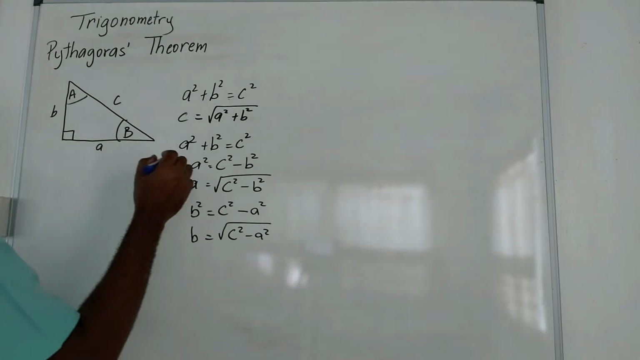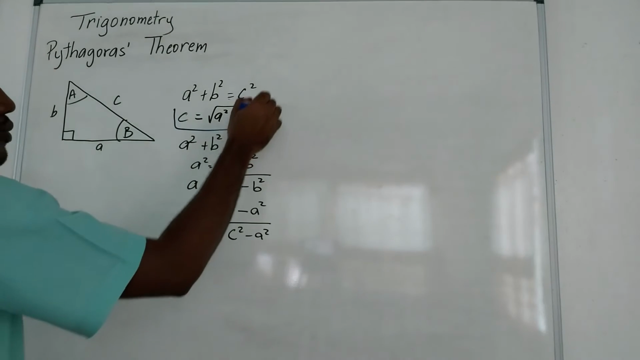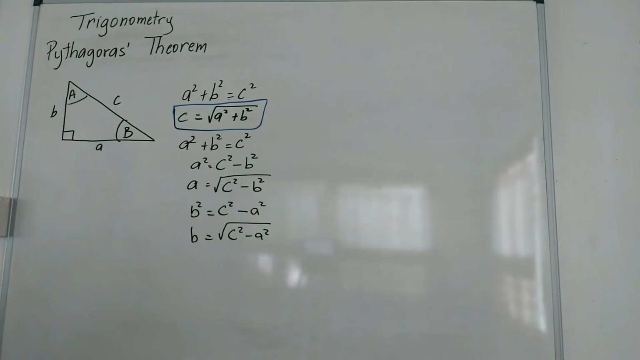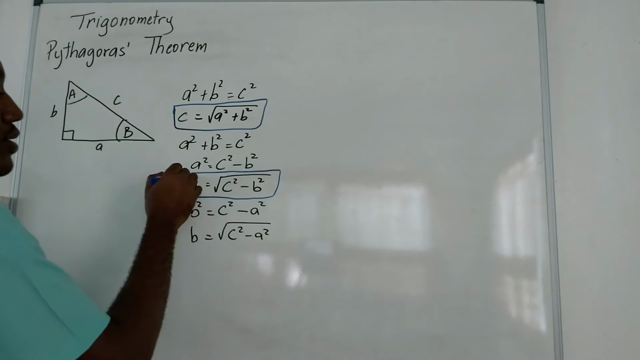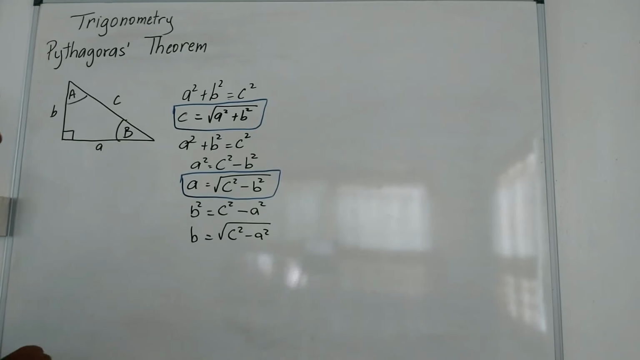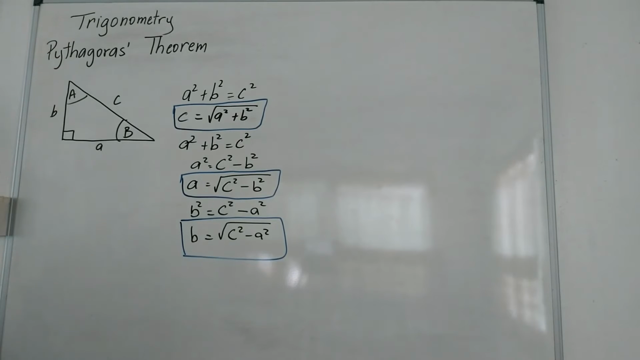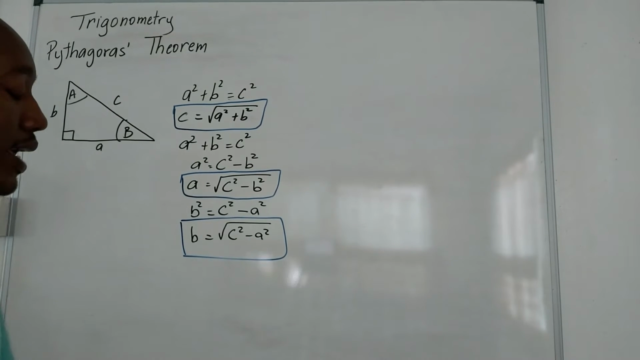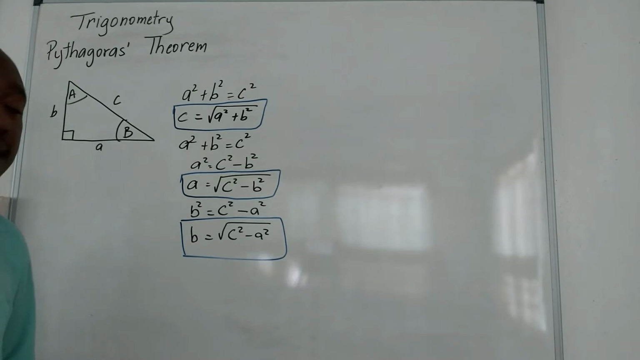We can make note of them. First one, c is equal to a squared plus b squared. A is equal to c squared minus the square root of c squared minus b squared, and b is equal to the square root of c squared minus a squared. And we are able to find the lengths of any side of a right angle triangle.